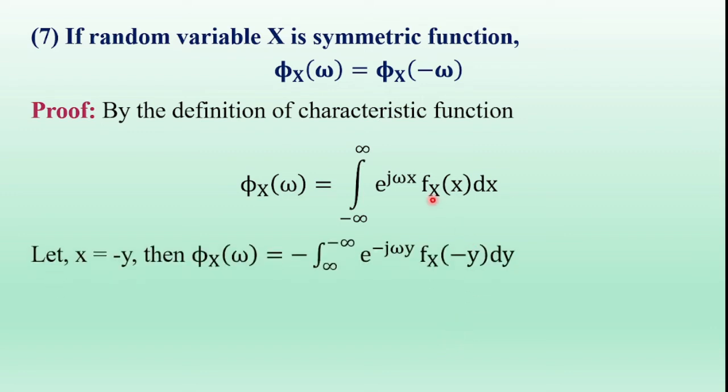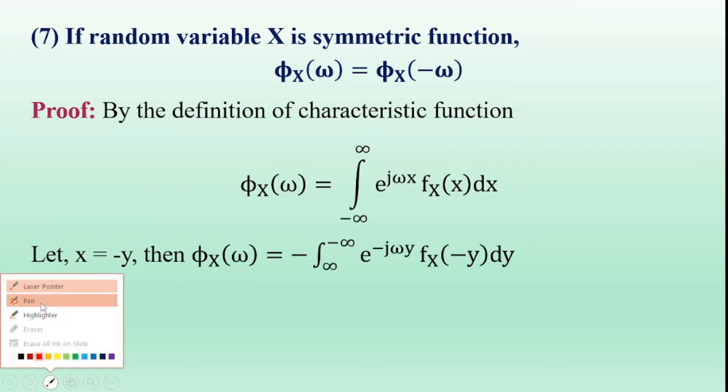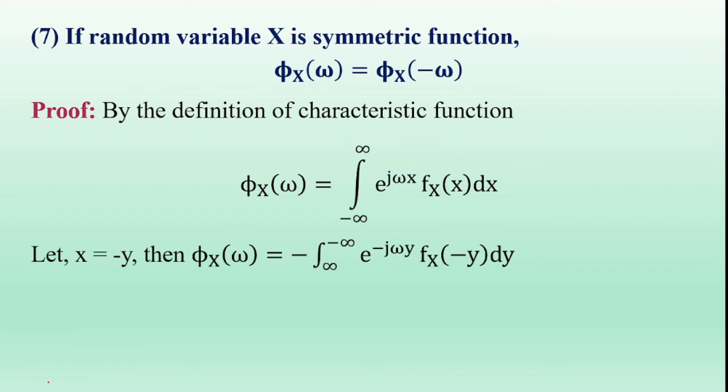In this equation, substitute x is equal to minus y. We get pi x of omega is equal to, so substitute x is equal to minus y, dx is equal to minus dy. So that is, before minus, this minus 1 is that one. dx is equal to minus dy. So therefore, pi x of omega is equal to minus integral. So let x is equal to minus y.